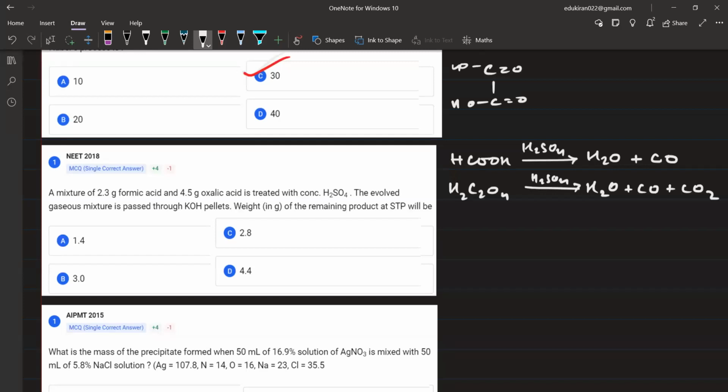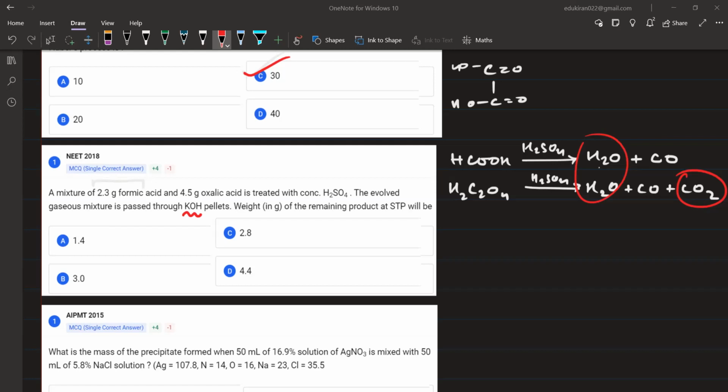ठीक है? First thing is that, you have to first of all calculate कि 4.3 gram of formic acid कितना water और carbon monoxide देगा. Then the evolved gaseous mixture is passed through KOH pellets. ठीक है? So जो KOH pellet होता है, it is going to absorb the water molecules and also the carbon dioxide molecules. इन दोनों को वो क्या करता है? It is going to absorb both of these things.